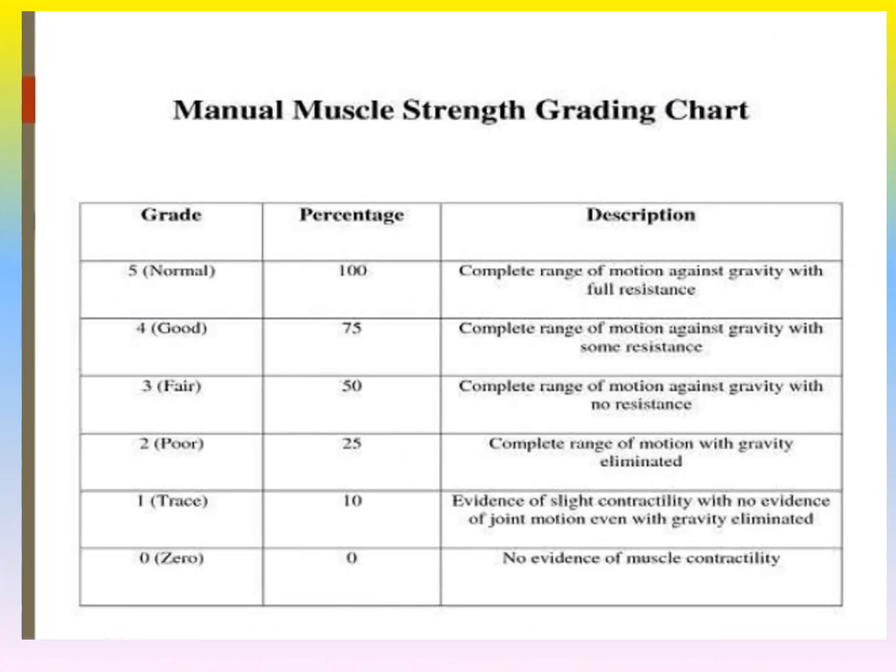And this is the manual muscle strength grading chart. The maximum score is 5 and the least score is 0. The maximum, that is 100%, is for a complete range of motion against gravity with full resistance. And score 4 for complete range of motion against gravity with some resistance. And grade 3 for complete range of motion against gravity with no resistance. And grade 2 for complete range of motion with gravity eliminated. And grade 1, evidence of slight contractility with no evidence of joint motion, and 0, no evidence of muscle contractility.